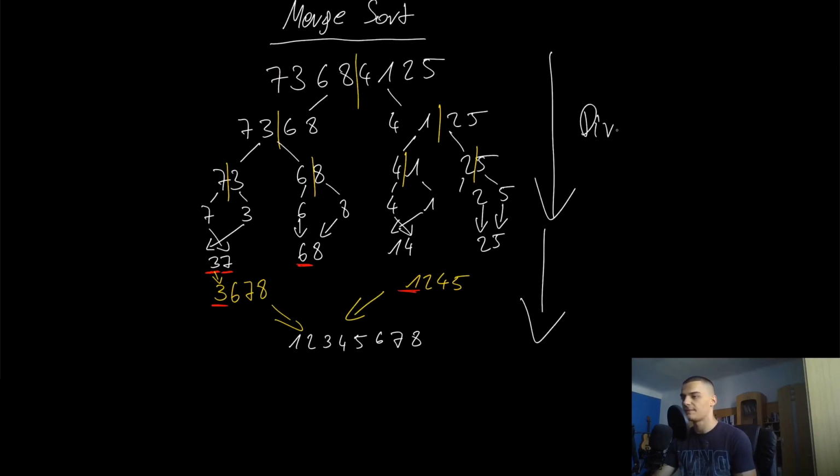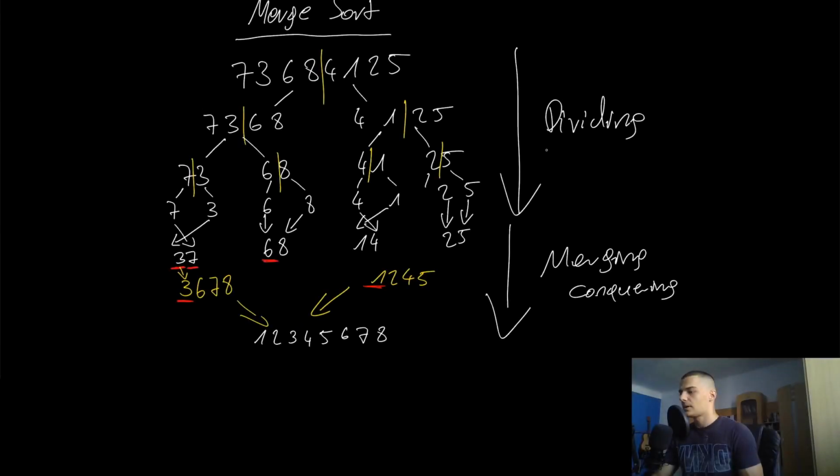This is the process of dividing up until here and then conquering, or merging. So you can say you're dividing the list, the problem size, here, and then you're merging, or conquering, down here. This is what merge sort basically does. So let's go ahead and now analyze the runtime complexity of the merge sort.